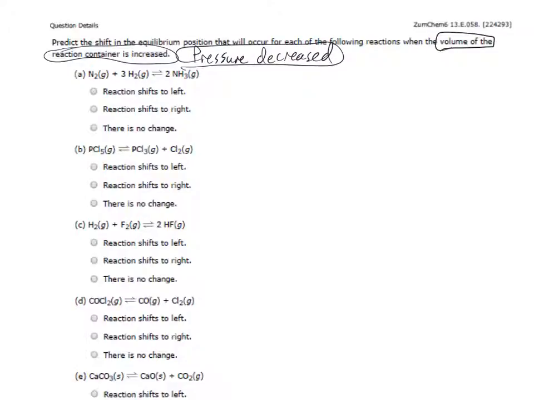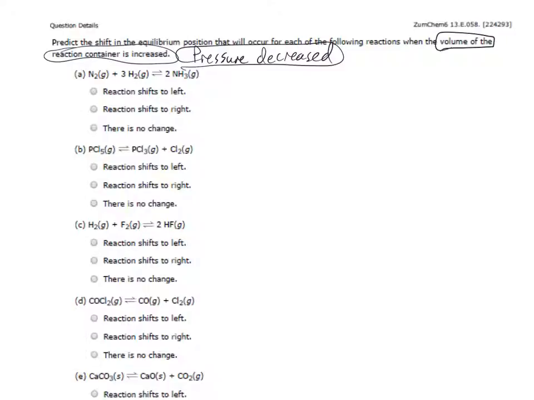When considering gases, if there's an increase in pressure, the equilibrium shift will be to the side with fewer moles of gas. But the opposite is true when there's a pressure decrease. When the pressure decreases, we would see a shift to the side with more moles of gas. Keep that in mind. Okay, so let's take a look at part A.